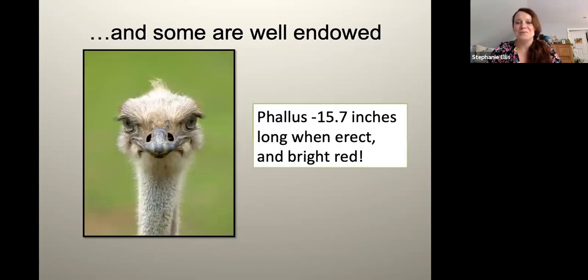So some birds are cute, but some birds are actually very well endowed. I don't have pictures in the presentation, but while most birds do the cloacal kiss, some birds actually have a phallus, which is a type of penis. It gets filled with lymph fluid, and in the case of ostriches, they have the largest phallus. When it's erect with lymph fluid, it's 15.7 inches long and brilliantly red. It's quite the sight from what I understand. I've never seen one, you guys.